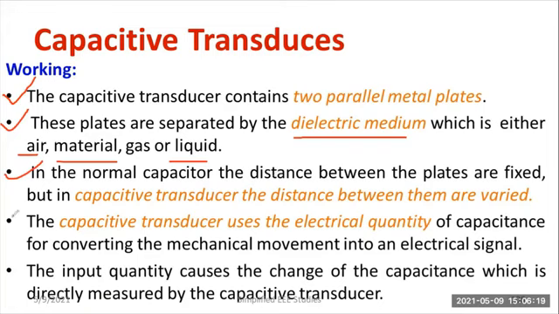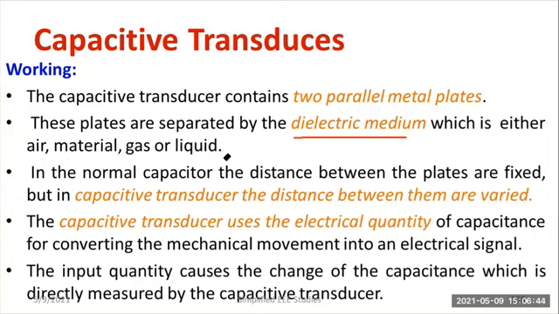And also it is capable of converting mechanical movement. Displacement is a mechanical movement that will be converted into capacitance. Capacitance is an electrical quantity. Displacement will be converted into changes in capacitance. So that is why it is known as a capacitive transducer. All right. The input quantity causes the change of the capacitance, which is directly measured by the capacitive transducer. So this is the way a capacitive transducer works.